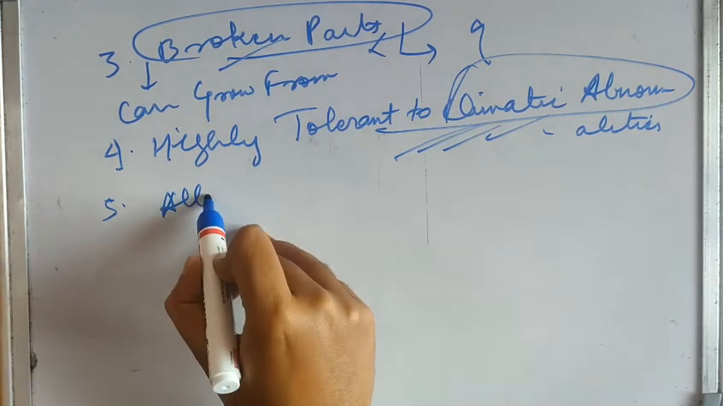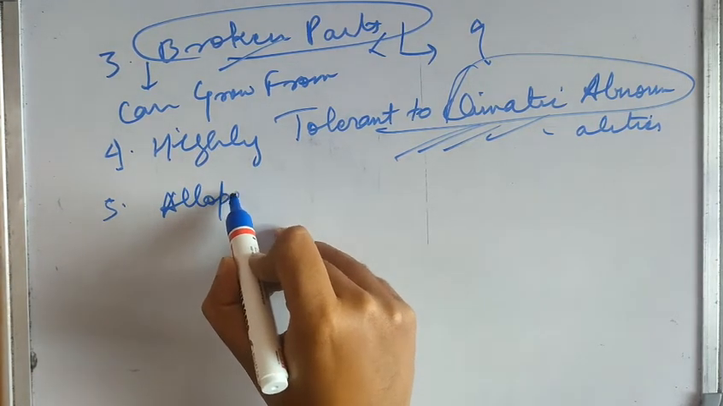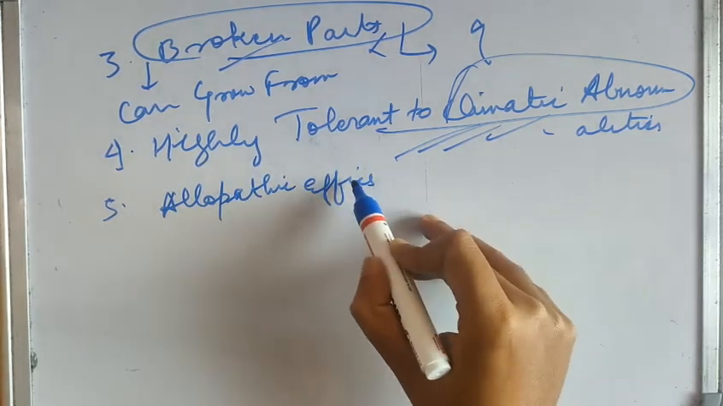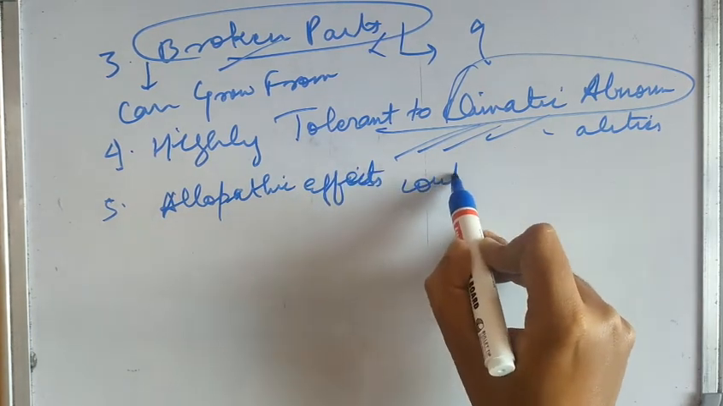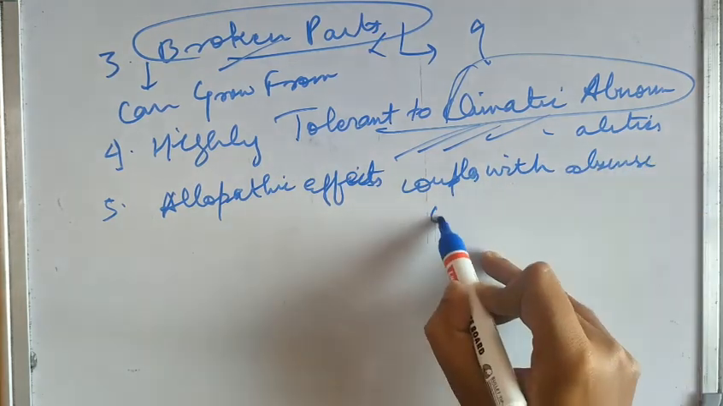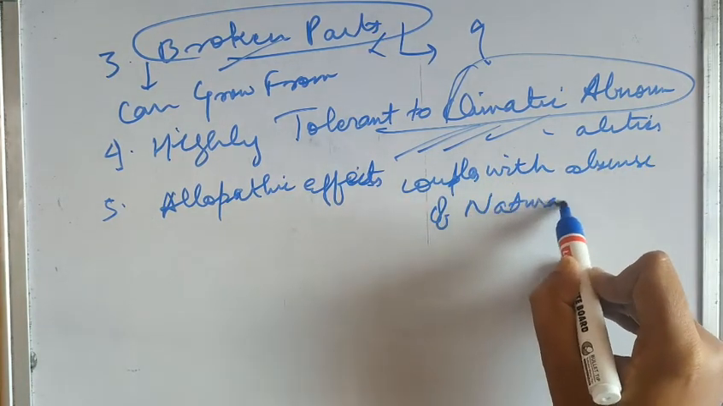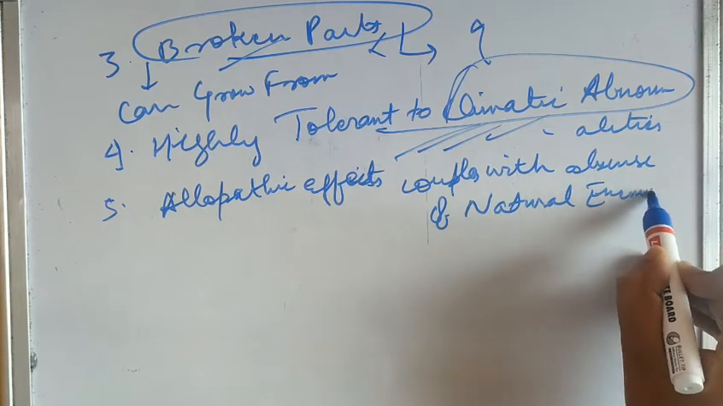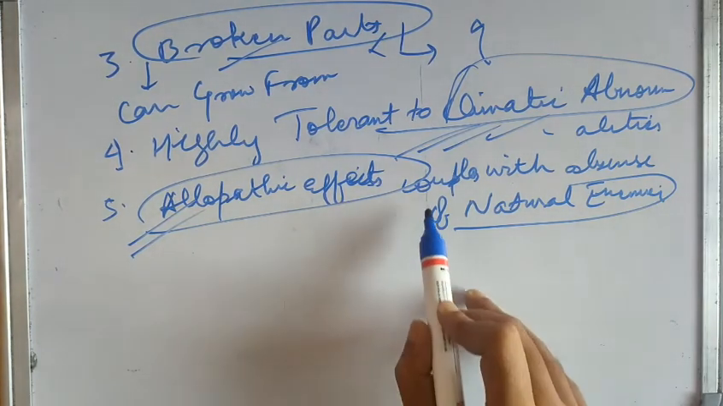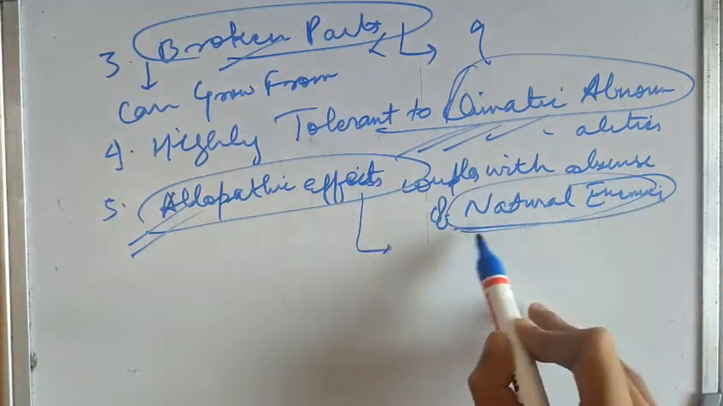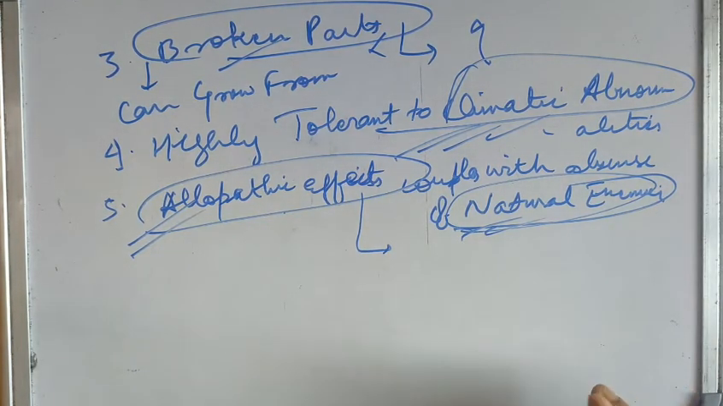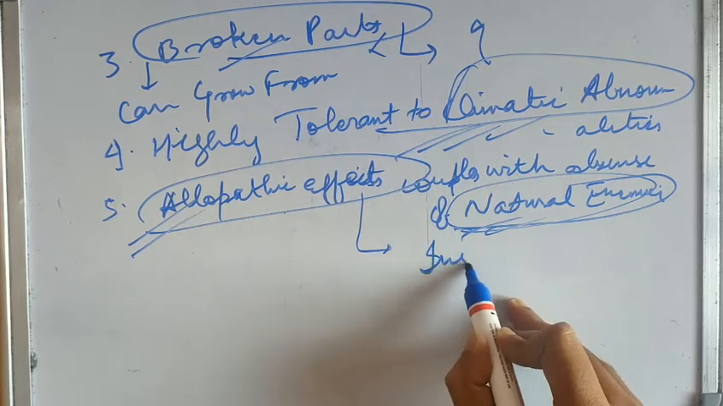Its allelopathic effect, coupled with absence of natural enemies. So it says its allelopathic effect helps it protect itself from natural enemies. Many of its chemicals released kill their natural enemies, their plants, insects, diseases, etc.